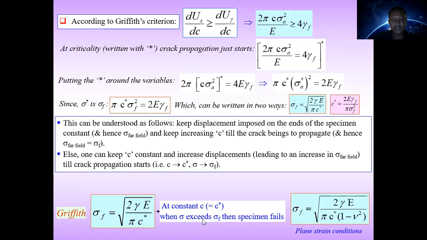For that, at a constant C, that is C equals C critical, when sigma exceeds sigma F, then the specimen fails. That means the failure stress sigma F is equal to the square root of 2 gamma E over pi C, times 1 minus the Poisson ratio of the material mu squared.